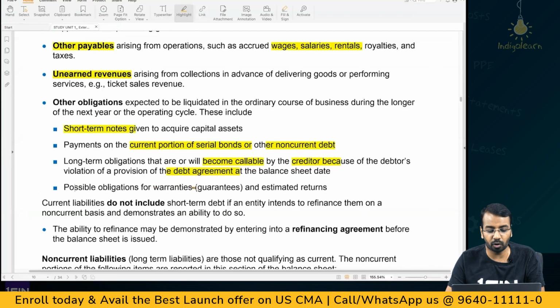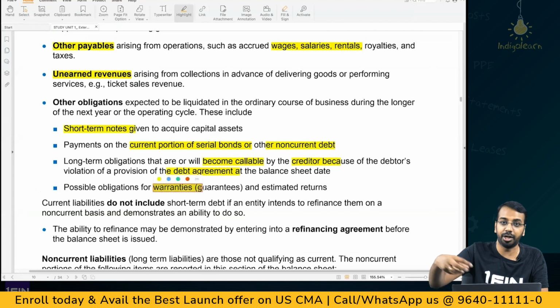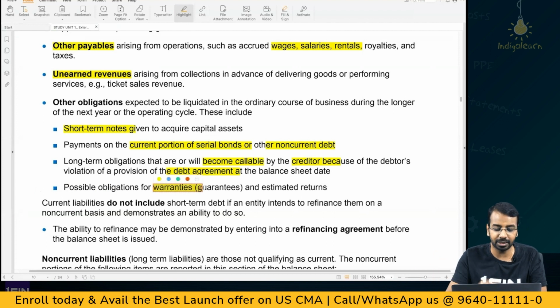Possible obligations for warranties. We will understand warranty provision and all of that later. These are current liabilities.